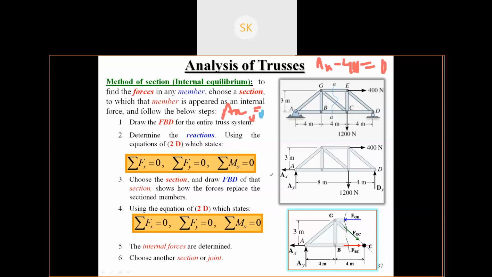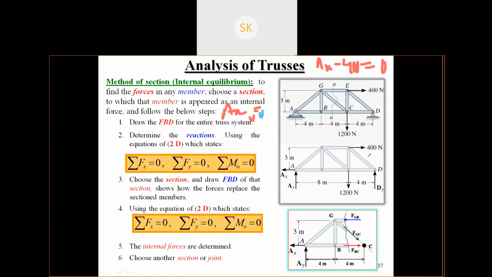Now you have to take a section on the member for which the force has been asked. You have to take that section. Choose a section and draw a free body diagram of that section. It shows how the force replaces the sectional member. Again, these are the steps.